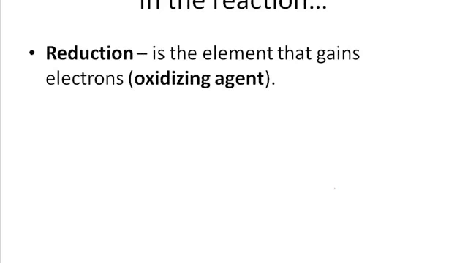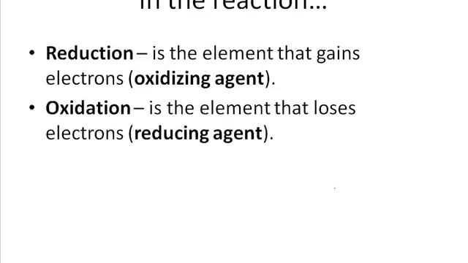In the reaction, reduction is the element that gains electrons. It's also known as the oxidizing agent. Oxidation is the element that loses electrons, called the reducing agent. Remember the acronym OIL RIG. Oxidation is losing, reduction is gaining electrons.